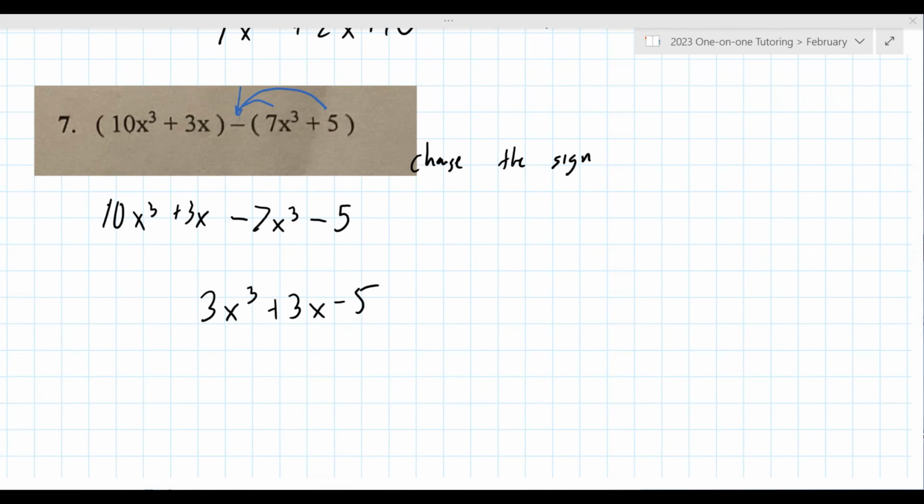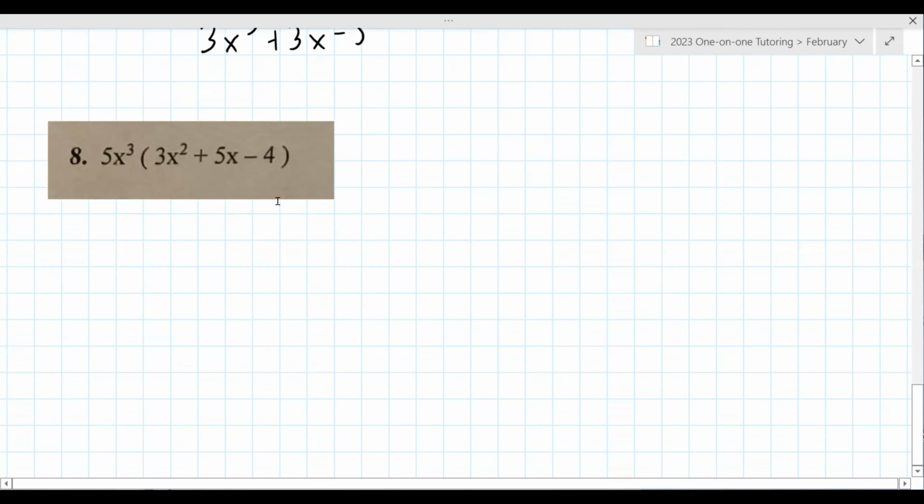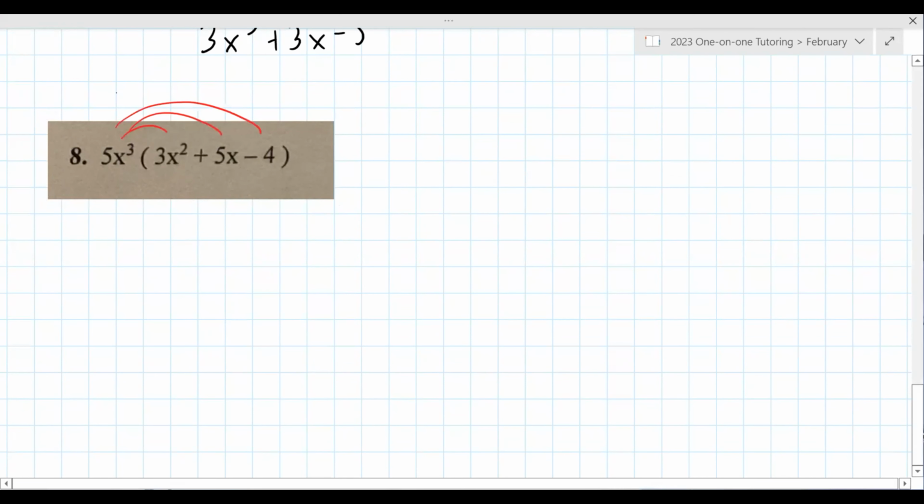So 8, 9, and 10 are missing instructions. They probably should tell you to multiply, because you might actually try factoring this. But 8, 9, and 10 are to multiply. So this 5x cubed is going to go to each of these. So give that a try. If you have questions, please ask. This is a review, though. I think you know this pretty well by now.